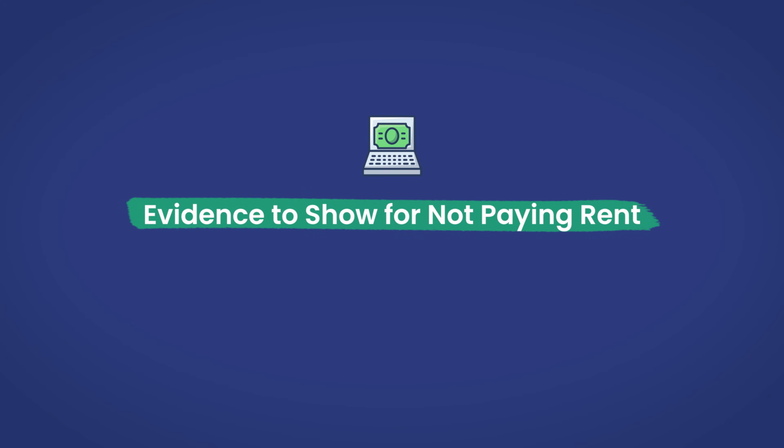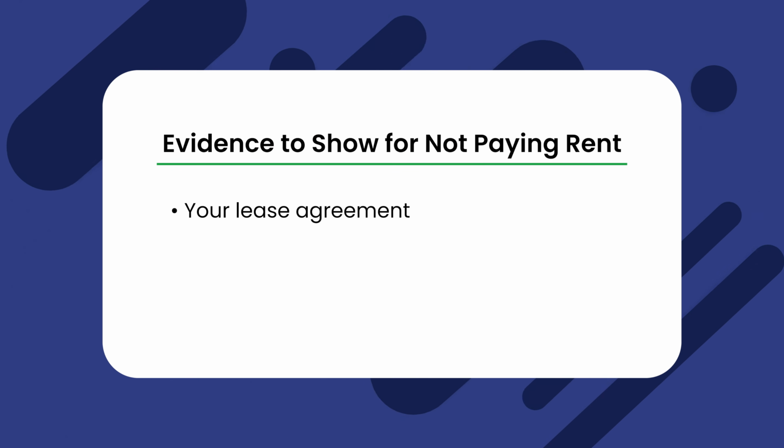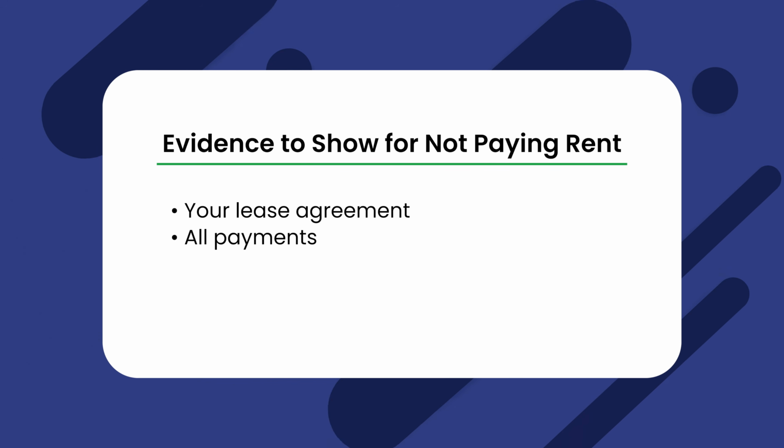Evidence to show for not paying rent. If the tenant doesn't pay rent and they dispute that claim, it's important that you show the judge the following: your lease agreement, showing the terms of the agreement, when rent is due, and any penalties for late payment; all payments, showing all previous payments, how they were normally made, check, credit card, ACH, etc., and what date they were normally paid on, which could also be used to show the schedule of payments.